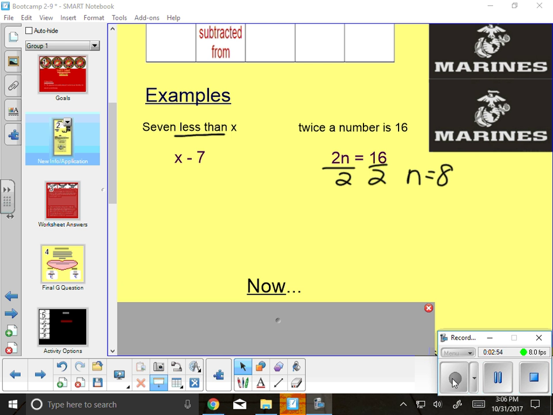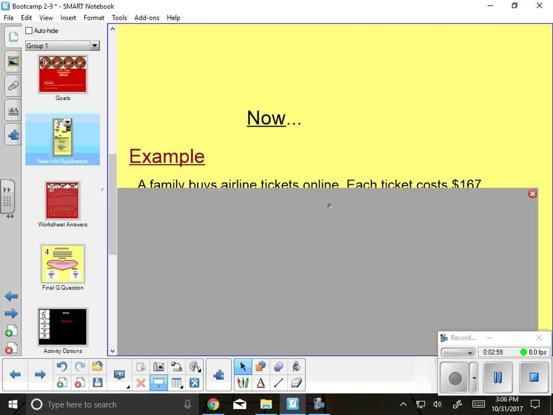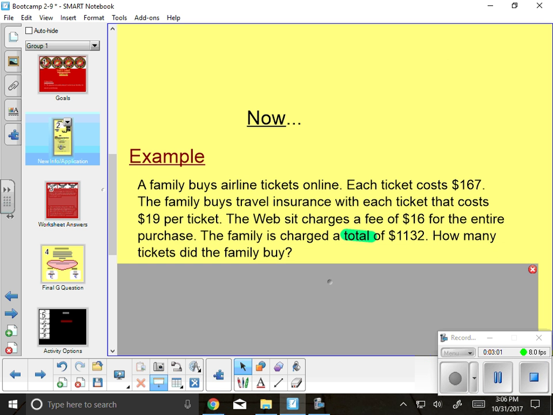So now we're going to take it one step further and apply these to word problems. The example that we have here is a family buys airline tickets online. Each ticket costs $167. The family buys travel insurance with each ticket that costs $19 per ticket. The website charges a fee of $16 for the entire purchase. The family is charged a total of $1,132. How many tickets did the family buy?